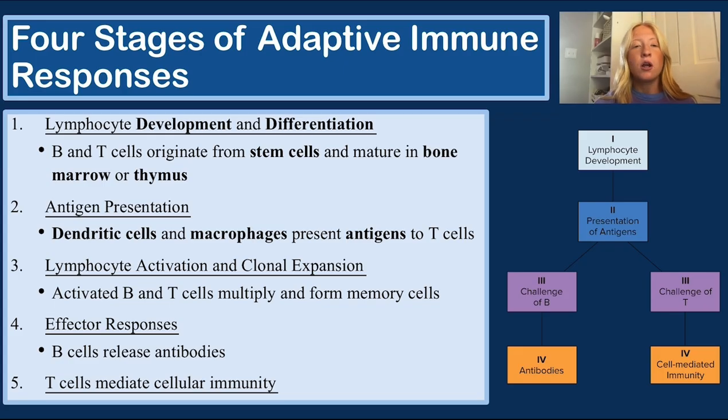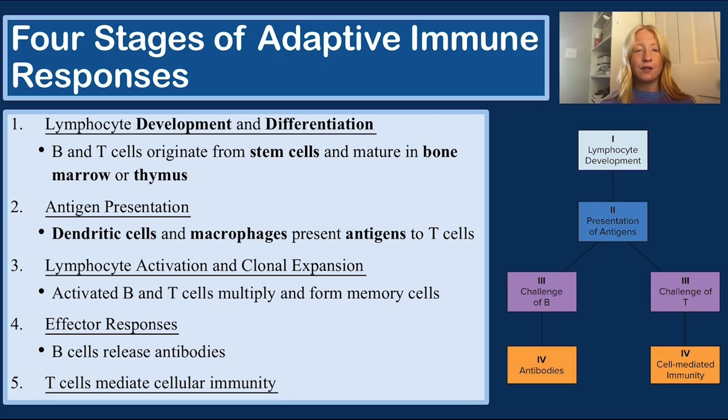So there are 4 stages of adaptive immunity. It doesn't all happen at once. It starts with lymphocyte development and differentiation. This is where stem cells mature into B or T cells, and B cells finish maturing in the bone marrow, and T cells finish maturing in the thymus. And then after that, we move on to antigen presentation, and this is handled by the dendritic cells and macrophages, and they basically show the invader to the T cells so that the immune system knows what to attack.